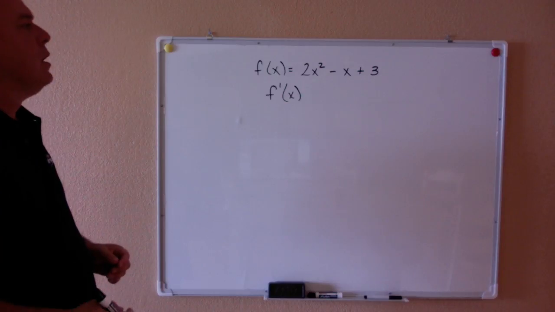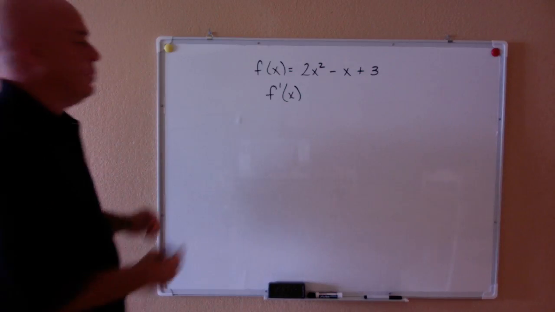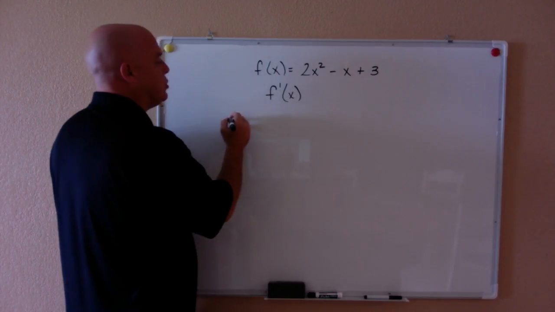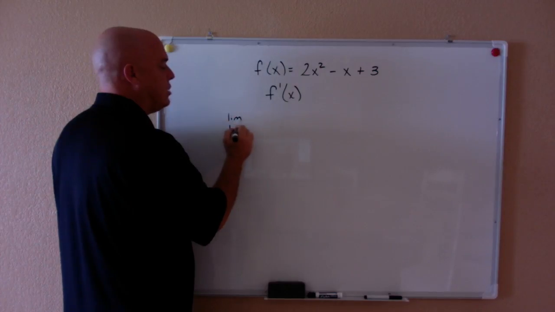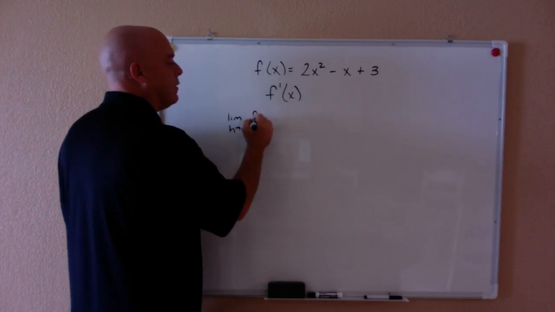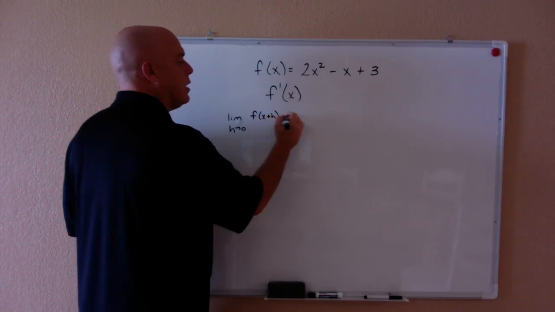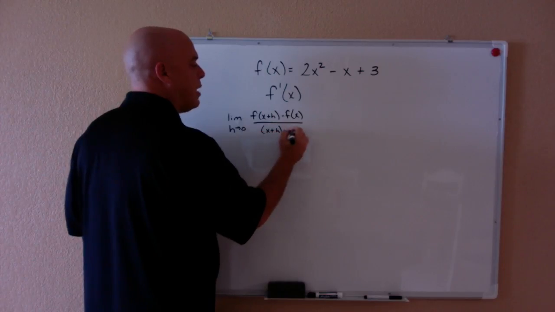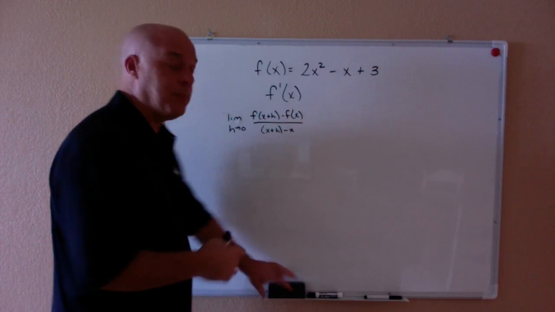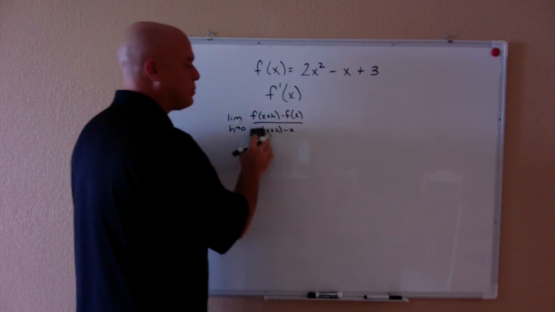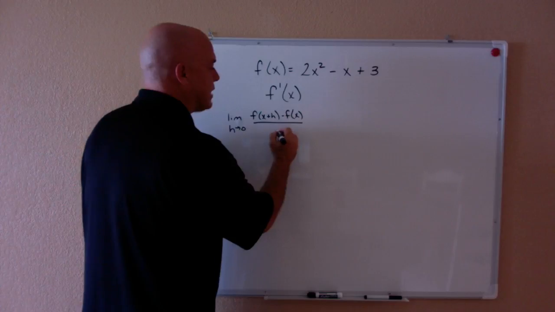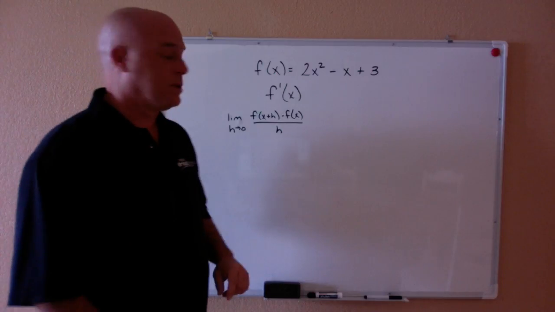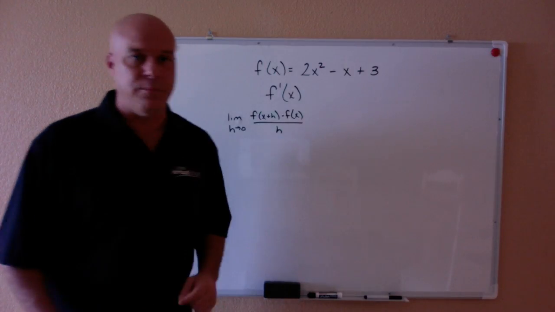Okay, so the way that we're going to do that is we're going to apply our limit definition of derivative. This is going to be a lot of algebra. Like I said, I'm going to find the limit as h tends to 0 of f of x plus h minus f of x divided by x plus h minus x. I'm going to simplify this a little bit. The x's cancel, and so really this is just the limit as h tends to 0 of f of x plus h minus f of x, all divided by h.